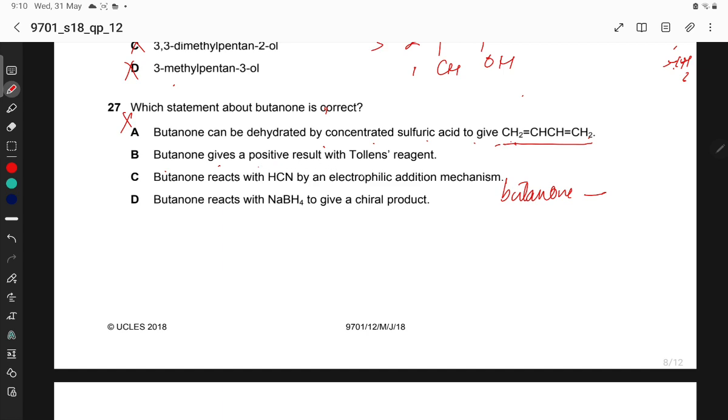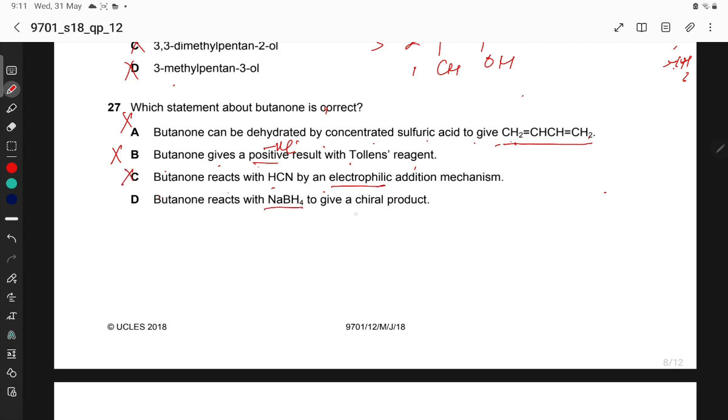Butanol gives a positive result with Tollens reagent. This is incorrect. It gives a negative test. Butanol reacts with HCN by an electrophilic addition mechanism. This is not electrophilic, this is nucleophilic addition, so that's why it is incorrect.